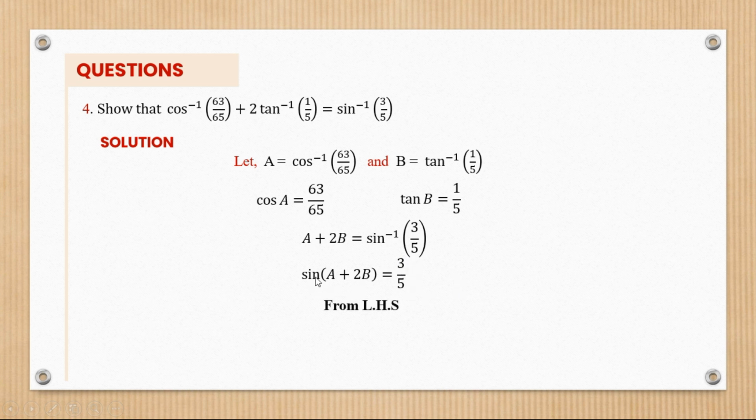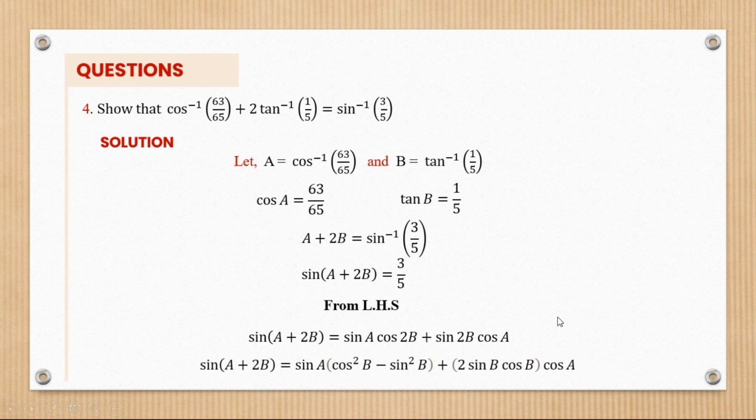So now we can prove from the left hand side. As we can see from the left hand side, this sine of A plus 2B can be expanded using the knowledge of compound angles, and it will become sine A cos 2B plus sine 2B cos A. And then I can see that cos 2B, because this is actually a double angle, can be expanded as cos squared B minus sine squared B, and then sine 2B shall become 2 sine B cos B, as you can see right there. So this is basically the equation that we have.